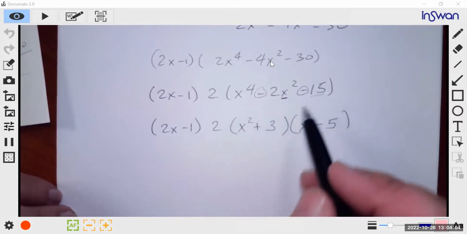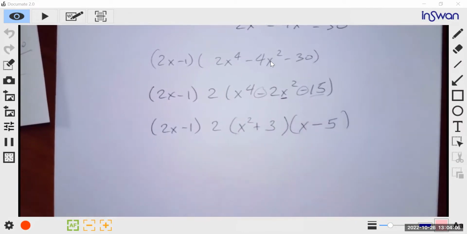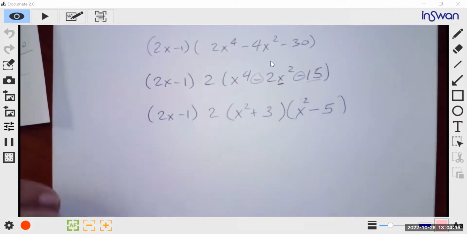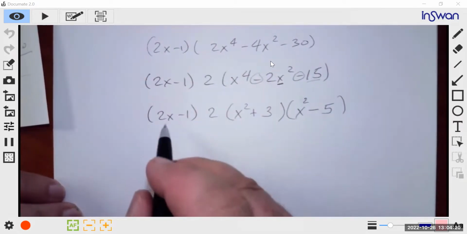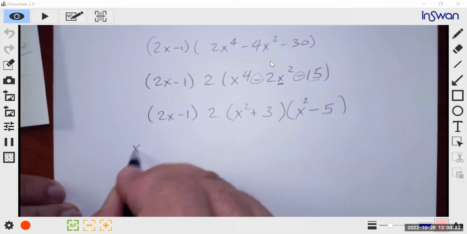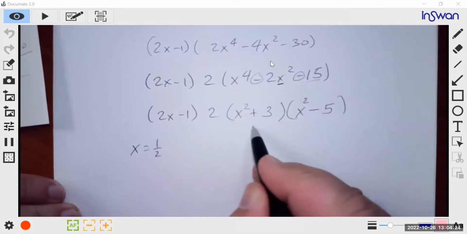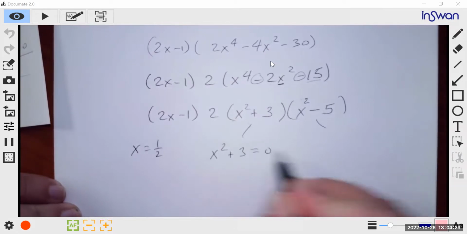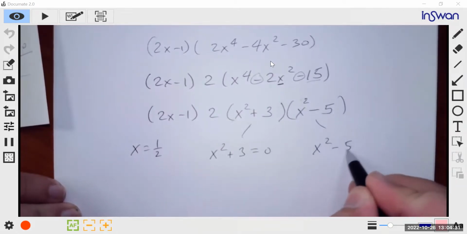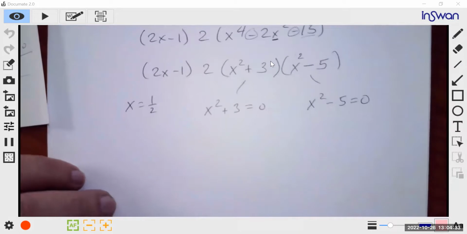Because this is what's called quadratic in form. That's what we did earlier in the chapter. No, x squared. No, we're solving for x, we're not distributing. So now we know our solutions. This one is going to be x equals 1/2. Let's solve both of those. We have x squared plus 3 equals 0, and x squared minus 5 equals 0.